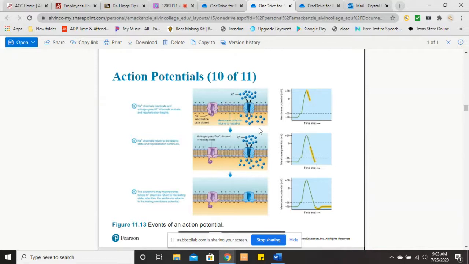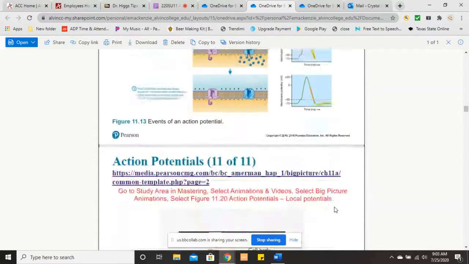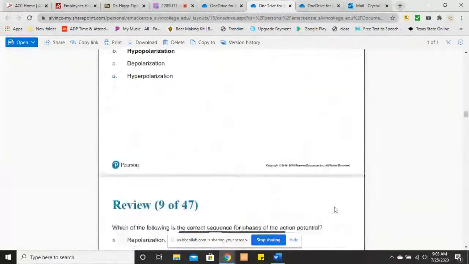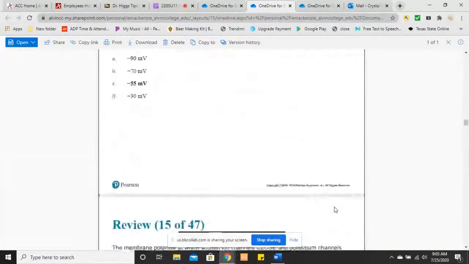That's repolarization. But I told you, they kick out too much potassium and become more negative than they were to begin with. They hyperpolarize. But no worries, you'll close those voltage-gated potassium channels, and your sodium-potassium ATPase, which is always open, will get you back to your negative 70 millivolts. That's all your steps of an action potential. And it's all in that one little chart.